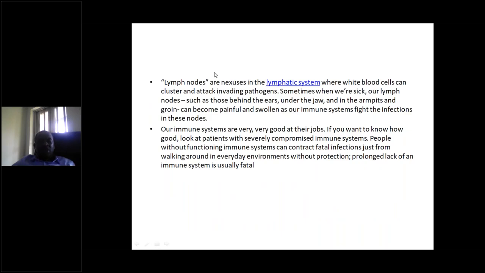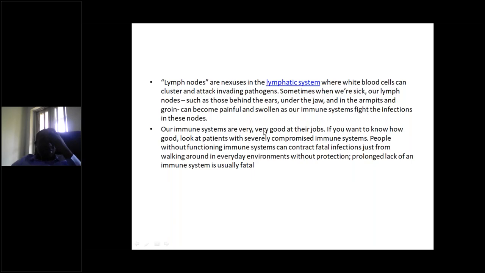You can have lymph nodes in the neck, and then you have the waist region. You notice that sometimes when you see sick people, or when you fall sick, if you press this region, you'll be able to feel a node. That's the lymph node.